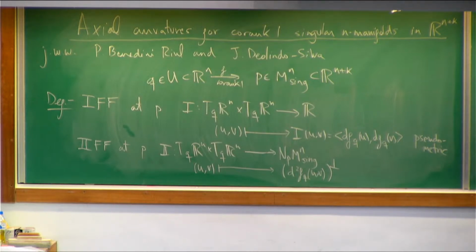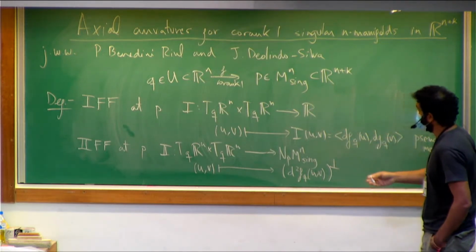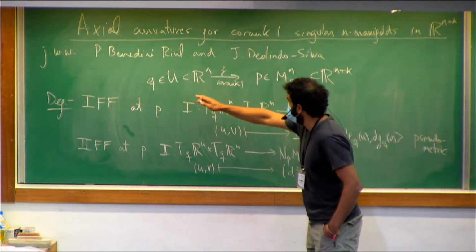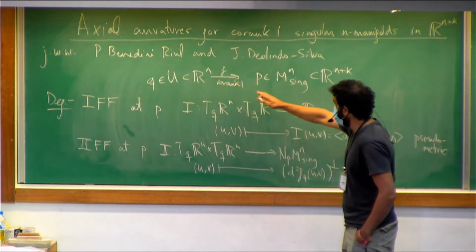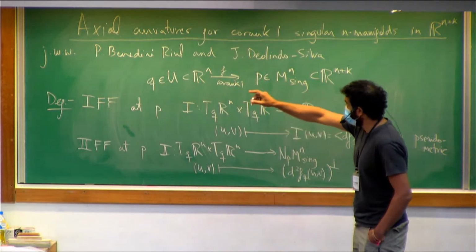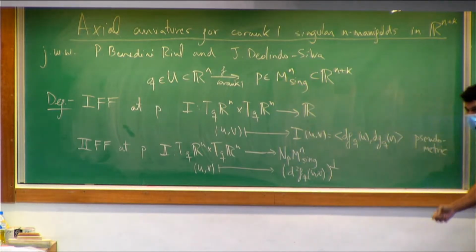So the setting is the following. What do I understand by a corank 1 singular n-manifold? Well, basically, we have here R^n, a point in an open neighborhood, and f, a parametrization, which has a singularity of corank 1 at q. The image of q is p, and this is the notation I use for this singular manifold. But all our curvatures are local, at a point.